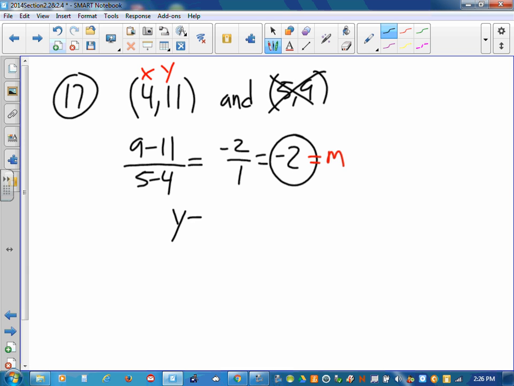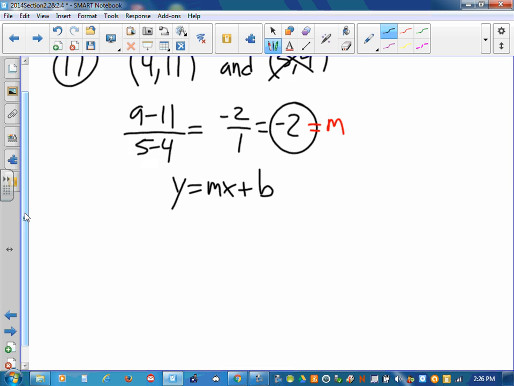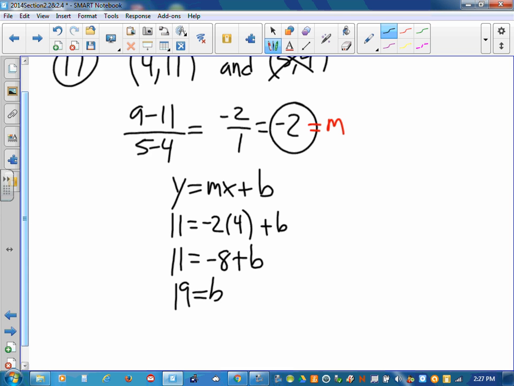So y is equal to mx plus b. Y is equal to 11 because we chose it to be that way. M is -2. X is 4. And we have b. 11 is equal to -8 plus b. Added over. 19 is equal to b. And that's most of the answer. But the final answer is putting the slope back in, which we found to be y equals -2x plus 19.